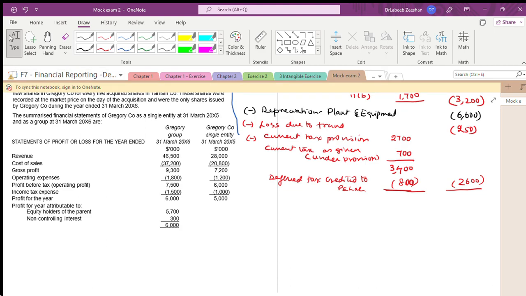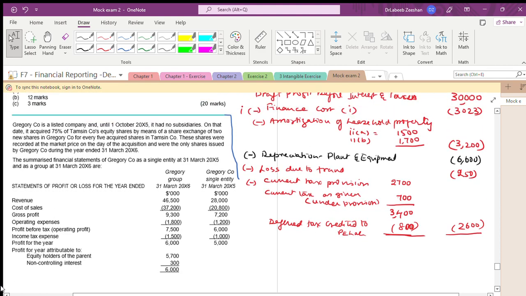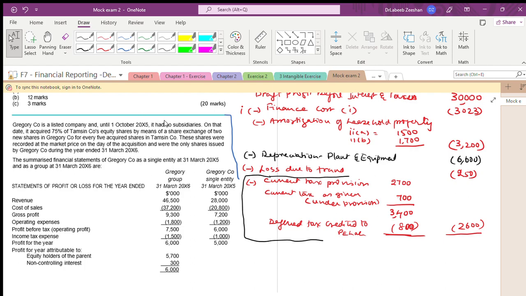See what we have done. This is what we have done here only. Focus only on this one. Current tax provision is how much? They need a current tax provision of 2,700. Fine. The current tax under provision is how much? The current tax they have on the debit side is under provision, which means you have to add.